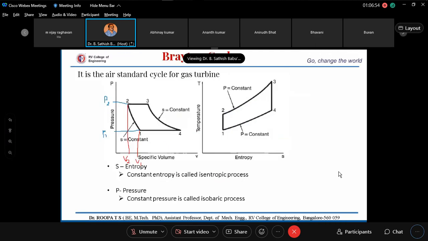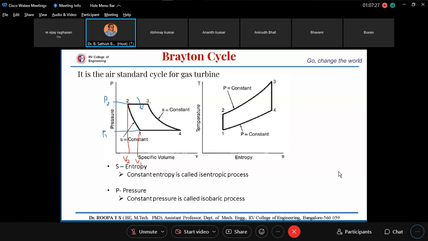From 2 to 3, it is a constant pressure combustion chamber. Since we are adding the fuel into the working fluid, there is an increase in the volume. From 2 to 3, because of the heat addition, or you can say because of the fuel injection, there is an increase in the volume. At the same time, it is a constant pressure heat addition process. Okay, so that is 2 to 3.